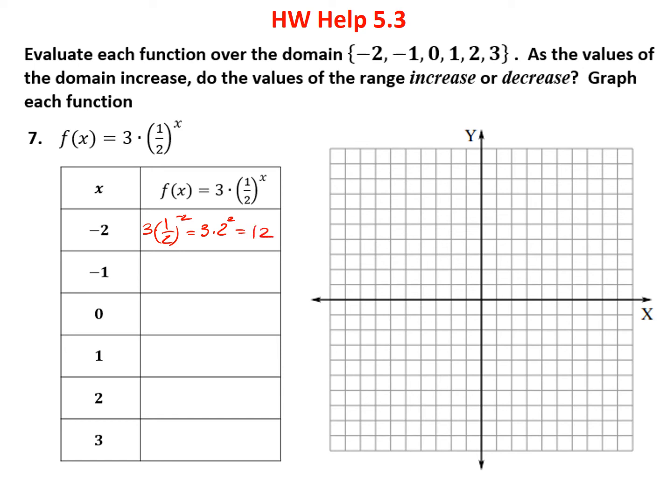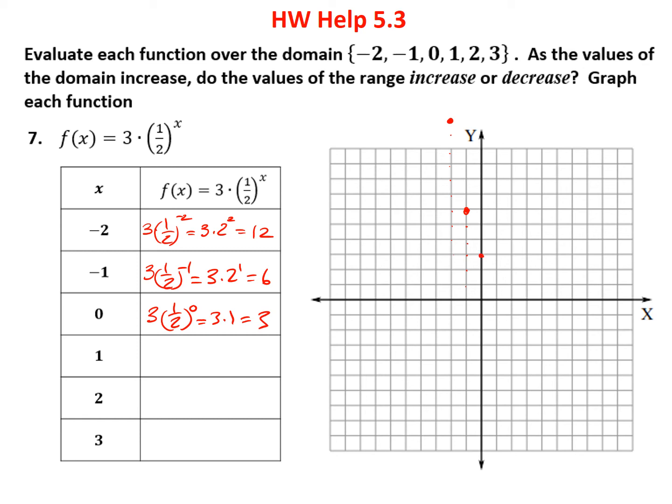So I'm going to go over here to negative 2, and I'm going to come up 1, 2, 3, 4, 5, 6, 7, 8, 9, 10, 11, 12. So it's a little bit off my graph here. Second one, 3 times 1/2 to the minus 1. So that's just going to be 3 times 2 to the 1, or 6. So my second one, 1, 2, 3, 4, 5, 6, right there. And then here we have 3 times 1/2 to the 0. Remember, anything to the 0 is 1. So this is just 3 times 1, or 3.